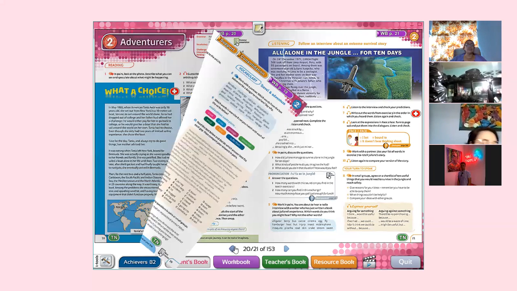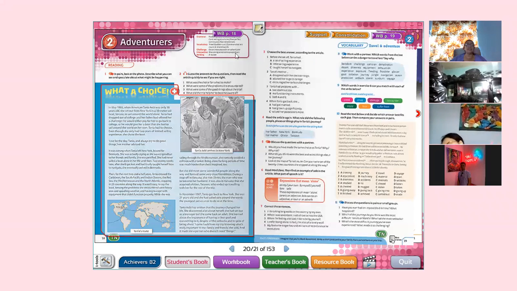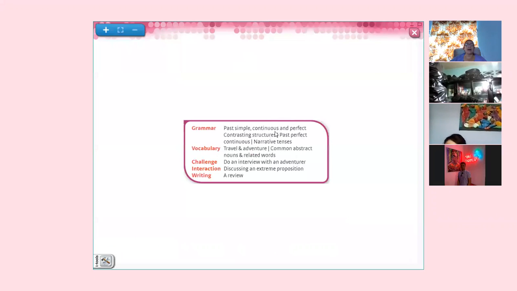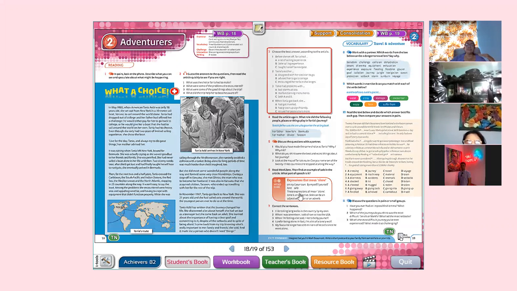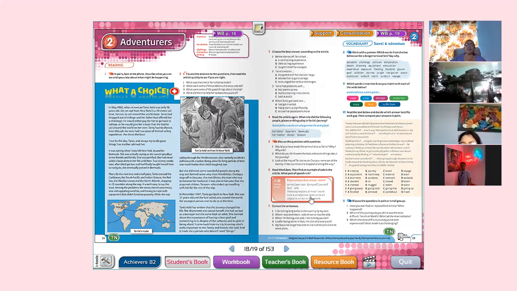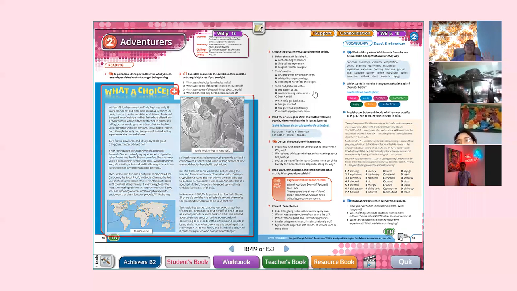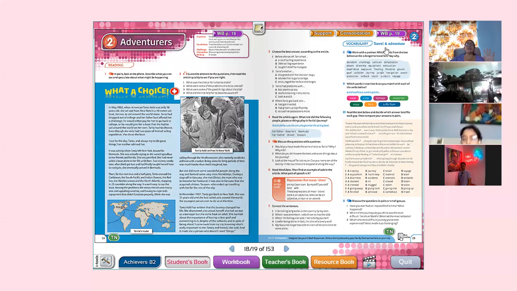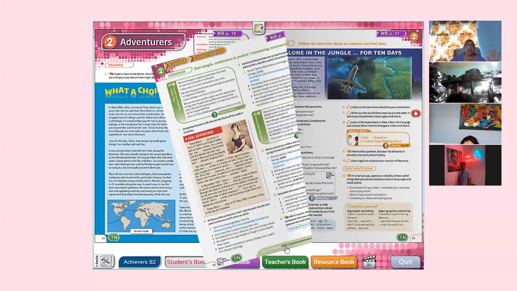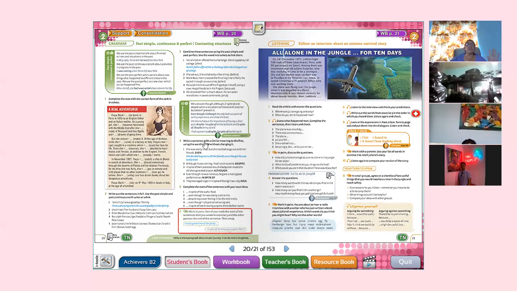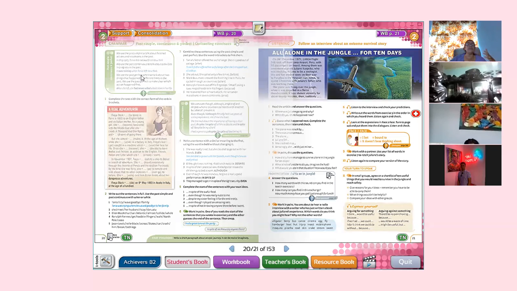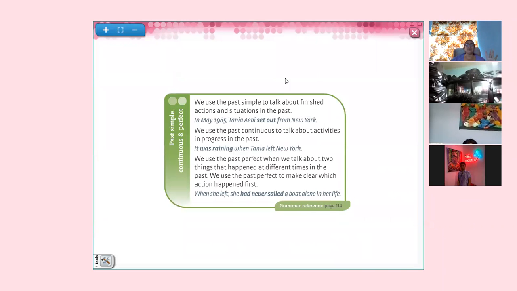Remember that we introduced unit number 2, Adventurers, and we were working on the past simple, continuous, and the contrasted forms. You received a video with the information for this first part of the reading and the first part of the vocabulary. You received the YouTube link for that. Today we are going to continue with this and make a fast review of the simple past tense.